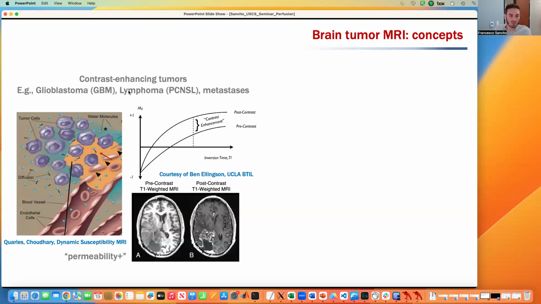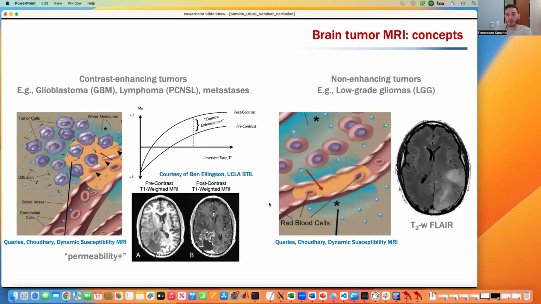So first of all, some brain tumors show contrast enhancement. It means that from pre-contrast T1 weighted images to post-contrast T1 weighted images, there is an MR signal increase. This is due to disruption in the blood-brain barrier, so that there is leakage of contrast agent from the vascular compartment to the extravascular compartment. However, other tumors do not really show this leakage because the blood-brain barrier is still kind of intact, so they are not enhancing. Just bear in mind there are two different situations.